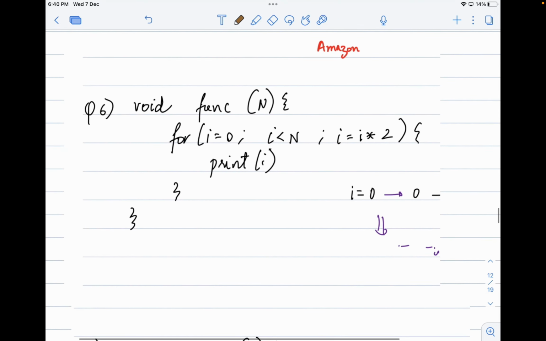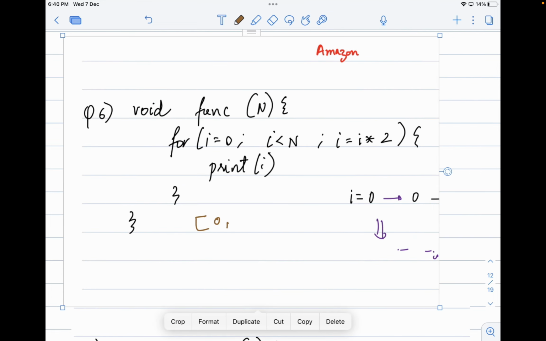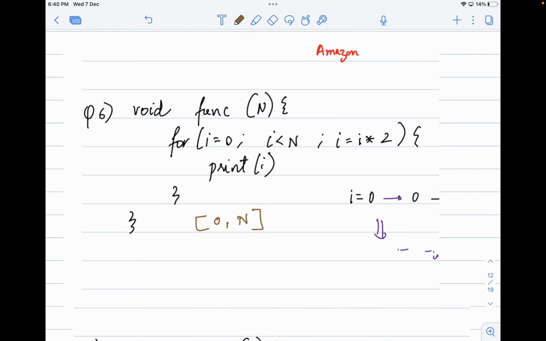So the next question was asked by Amazon in an interview. Just think about it, what will be the time complexity of this? Simply think about i, where it starts, from 0, and till how long it goes? Till n. So just tell me, n minus 0 plus 1 is nothing but what? n plus 1. Got it?